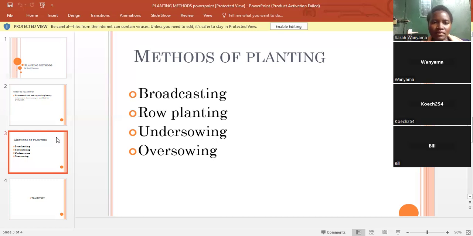So those are the major four types of planting. Of course, there are other types of planting, which could include dribbling. There are so many examples that could be used for planting, but they will still fall under either broadcasting, row planting, undersowing or oversowing. So these four are the major categories.